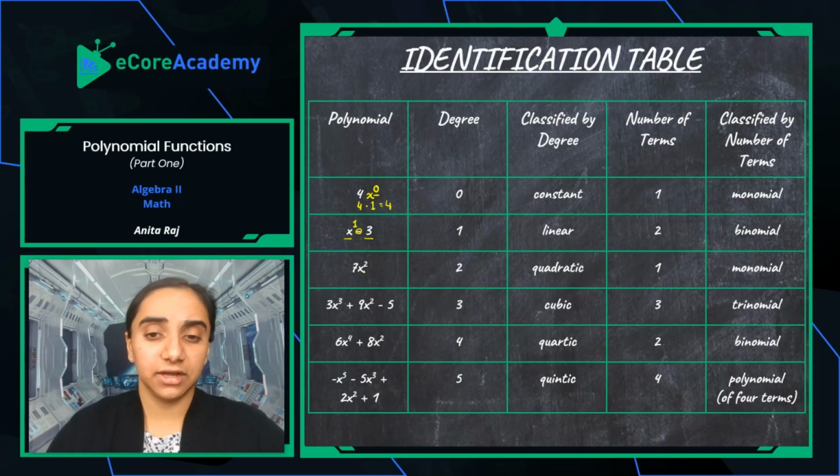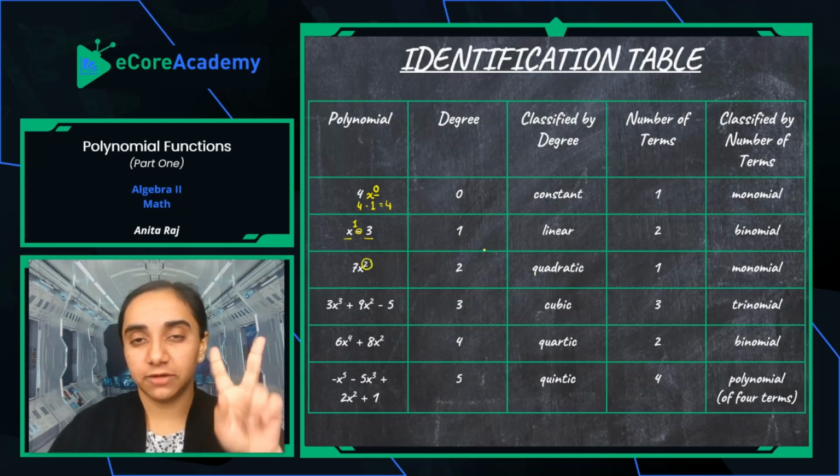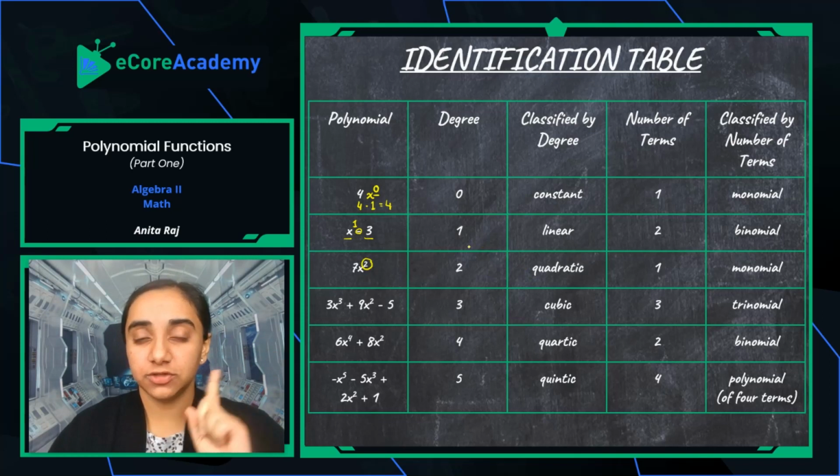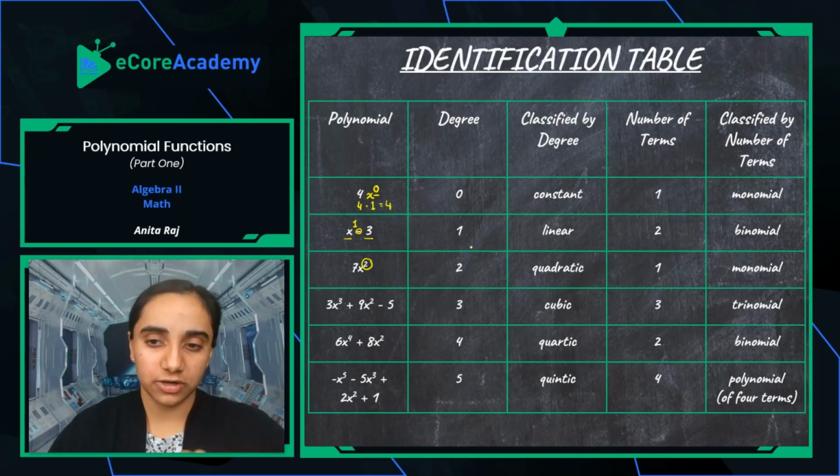Next, let's look at the 7x squared. Let's first classify it by degree. We have an x term here, so it's definitely not going to be a constant. If we look at the exponent the x is raised to, it's a 2. Therefore, it's going to be quadratic. Whenever you see a 2, it's going to be quadratic. If you see a 1, linear, 2, quadratic. Therefore, it's going to be quadratic, like I just said.